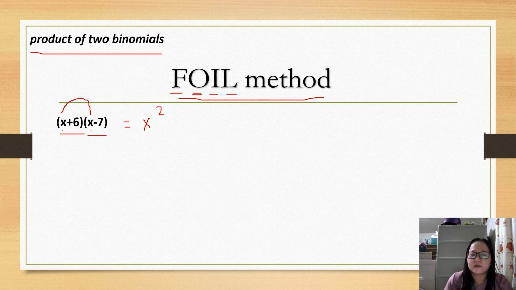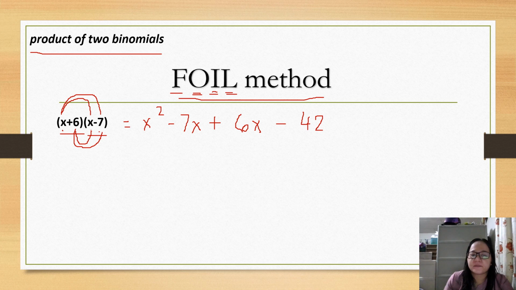Next, multiply the outer terms. The outer terms are x and negative 7. So x times negative 7 is negative 7x. I is for the inner terms. The inner terms are 6 and x. So 6 times x is positive 6x. And then L stands for last terms. The last terms are 6 and negative 7. So 6 times negative 7 is negative 42.